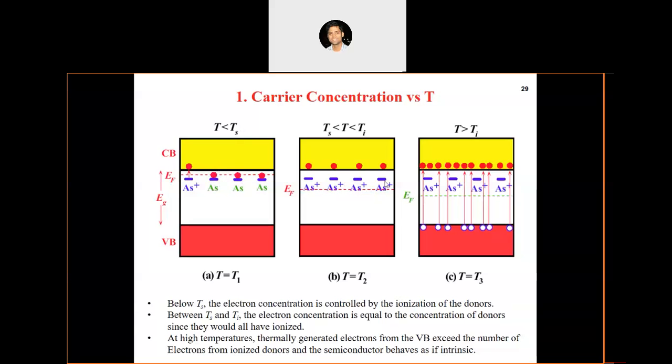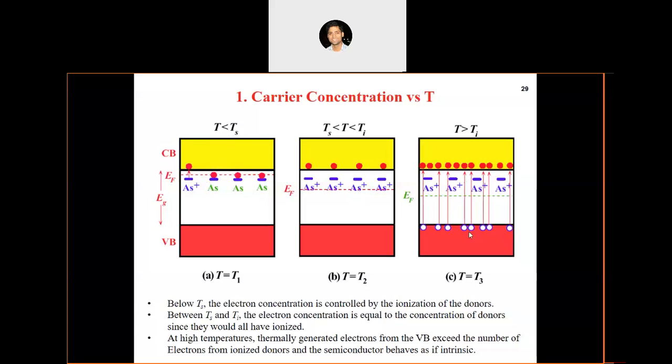Then in the medium regime, where all the donor atoms have ionized, they would have donated their electrons to the conduction band, and for this regime the carrier concentration will remain constant. This is also known as the extrinsic regime. The lower one is the ionization regime, where the ionization is controlling the carrier concentration.